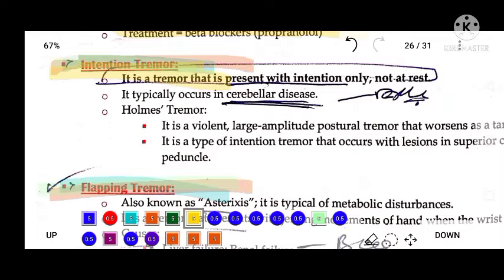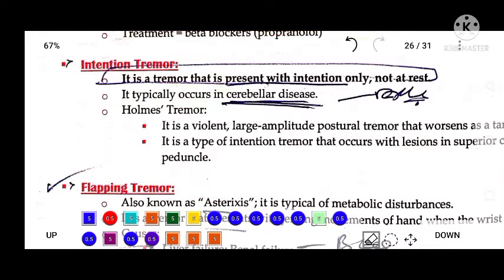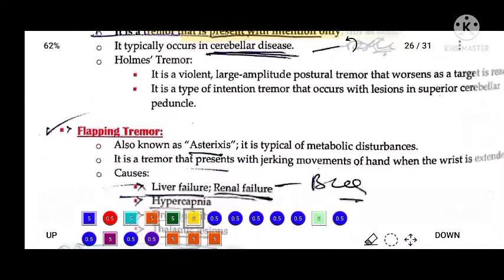While the other is intentional tremor. Intentional tremor means tremor occurs only with intention, not at rest. These tremors occur at movement, while resting tremors occur at rest. So these two types of tremor are opposite to one another.